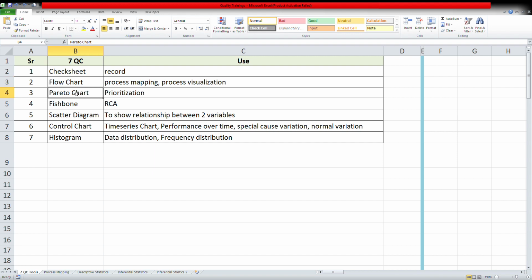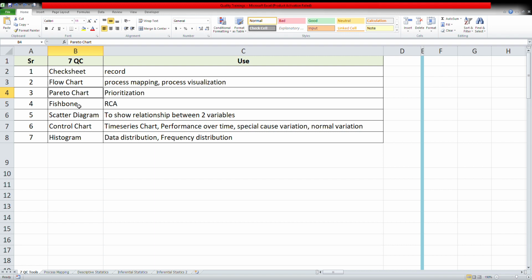We use Pareto chart to see which factors are impacting most of the time, or which are generally causing 80% of the problems. This is generally based on the 80/20 rule. It is used to prioritize where we can focus more, and by focusing on those critical factors we can solve 80% of the problems.